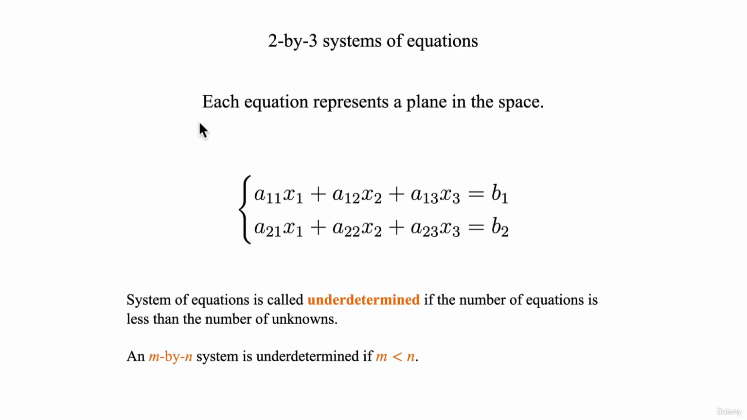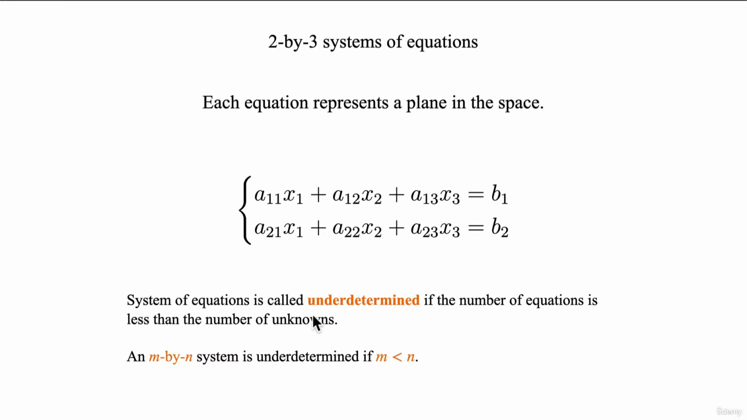And the last slide with some terminology. A system of equations is called underdetermined if the number of equations is less than the number of unknowns. So if the system looks like this, for example. And generally an m×n system, so it means a system of m equations with n unknowns, is underdetermined if m is less than n. So if the number of equations is less than the number of unknowns.